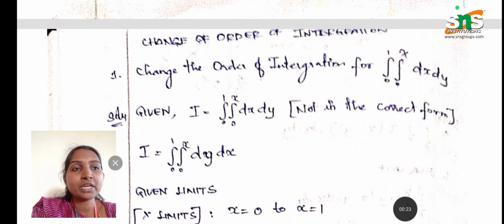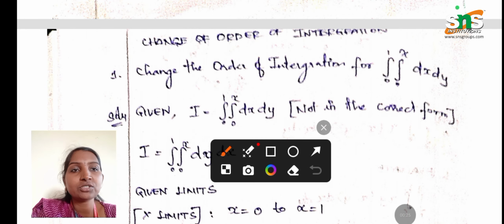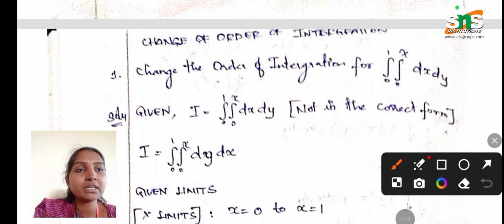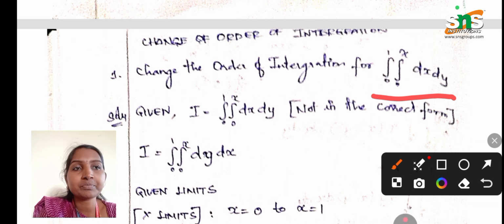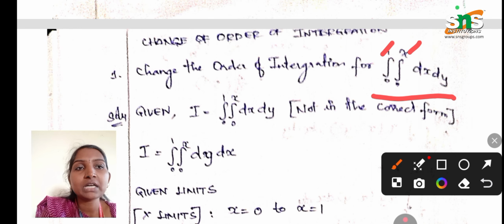We are just going to change the order of integration here for the problem integral 0 to 1 integral 0 to x dx dy. We could notice that it is of double integral type, and the first inner integral is corresponding to the x variable and the outer integral is corresponding to the numerical values. So first of all we need to note whether the given double integrals are in correct form or not. So firstly we have to check that.